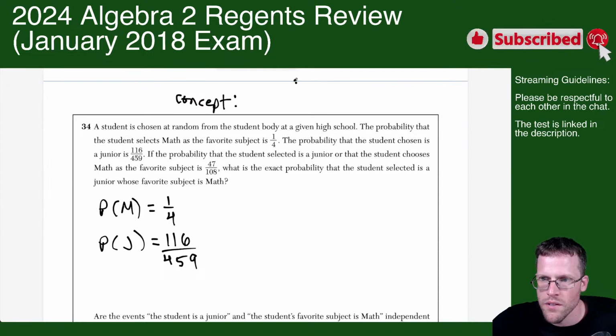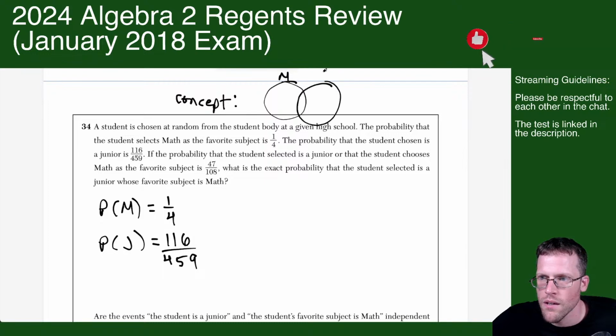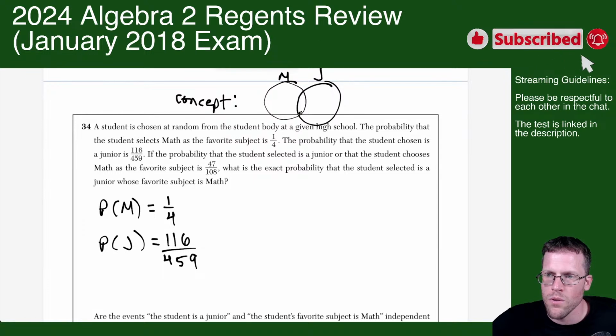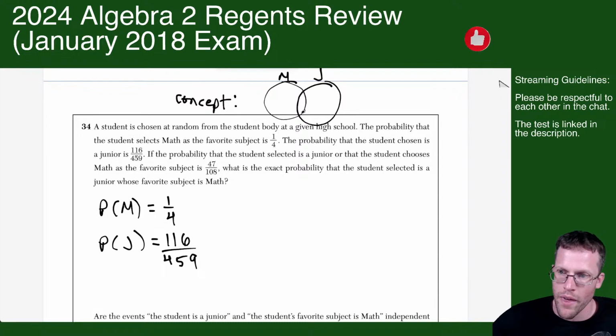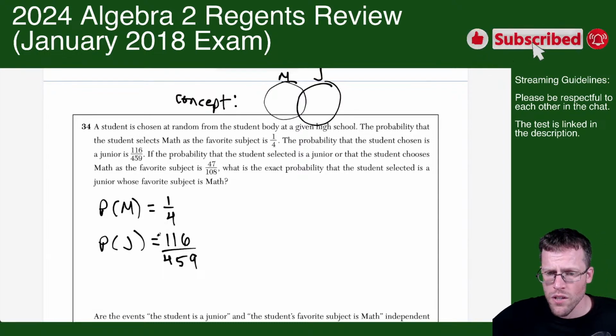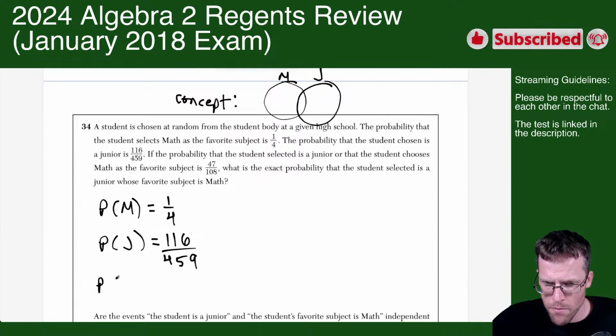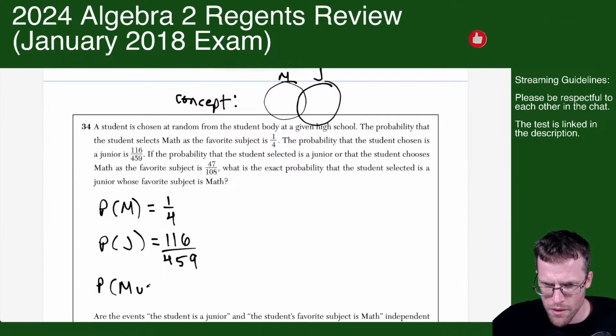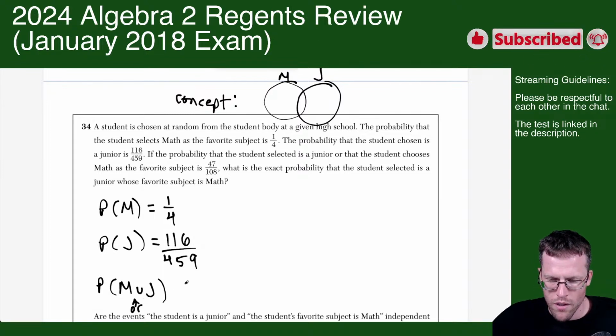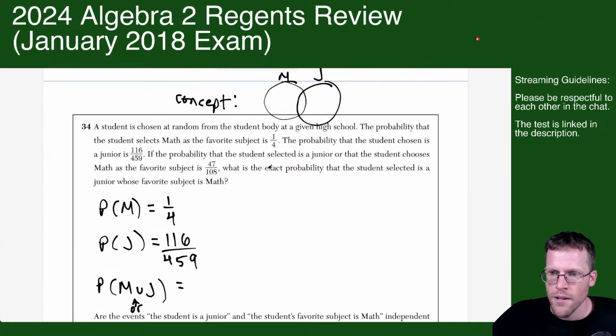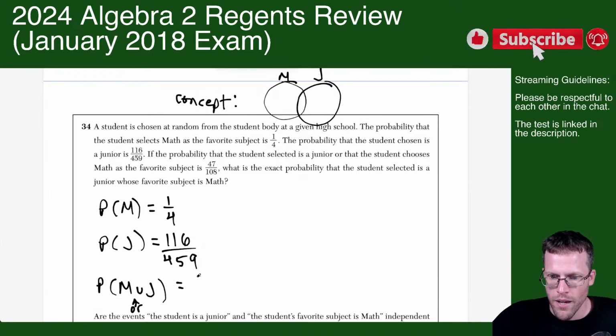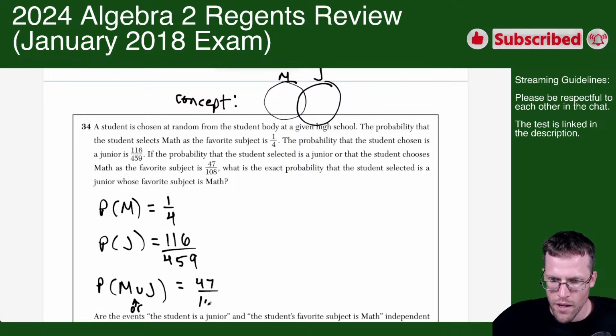I like to use Venn diagrams. So like there's math and juniors. So there's people who like math, people who are juniors, and people that like math that are juniors. So if we're looking here, they told us the probability that someone likes math or is a junior. This means union, like means or. They're telling us the probability that the student selected is a junior or they like math is 47 out of 108.